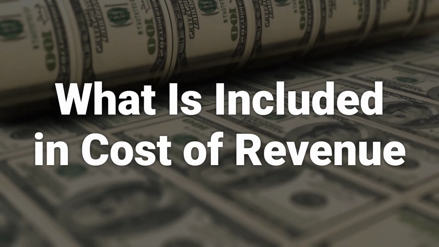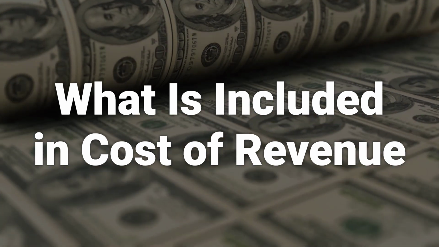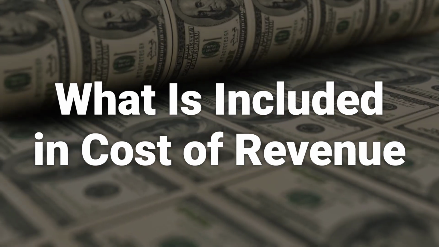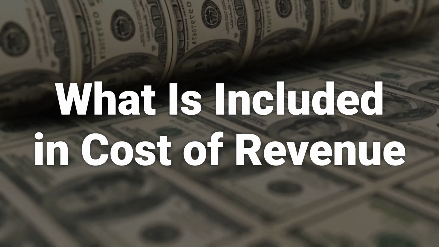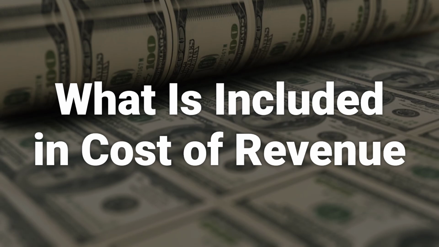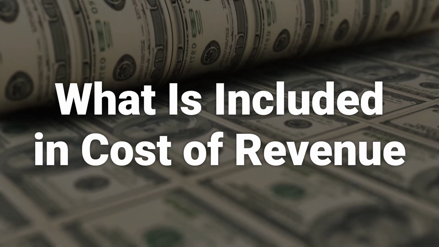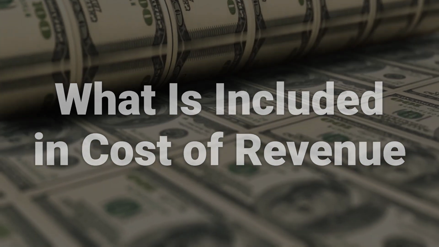Direct materials, direct labor, manufacturing overhead, freight and shipping, duties and taxes, returns and warranties, commissions, and other direct costs may be included in the cost of revenue. These are the various costs associated with the production and delivery of a product or service.